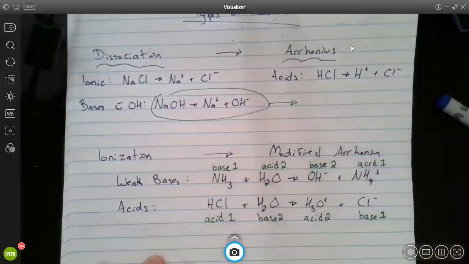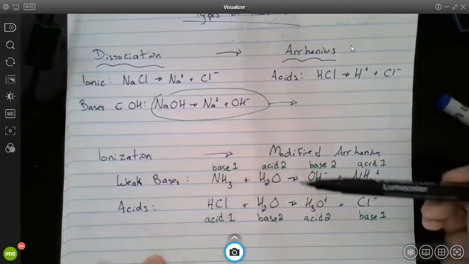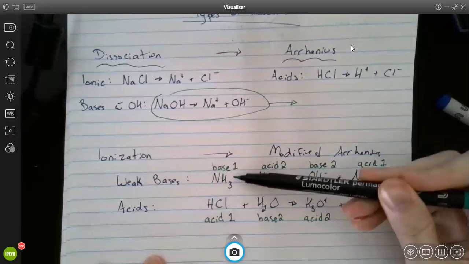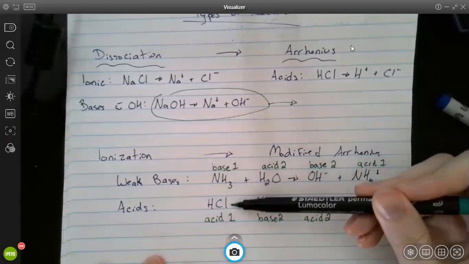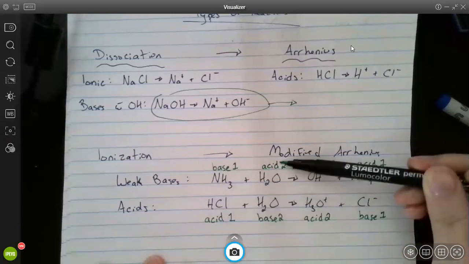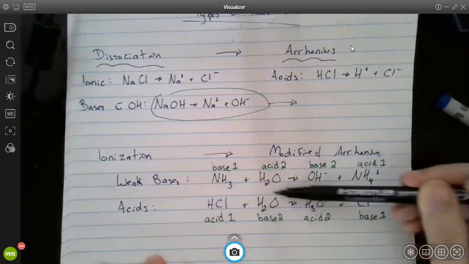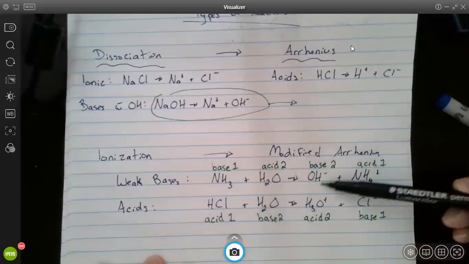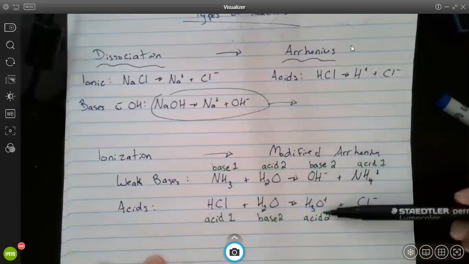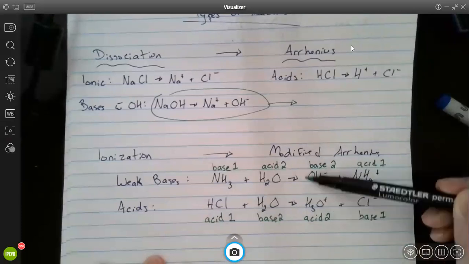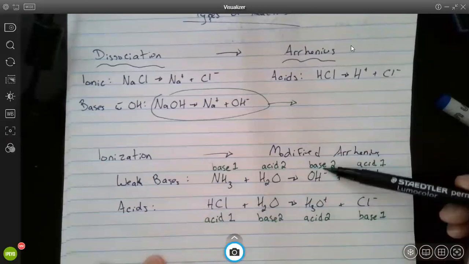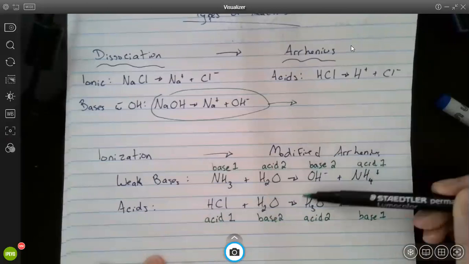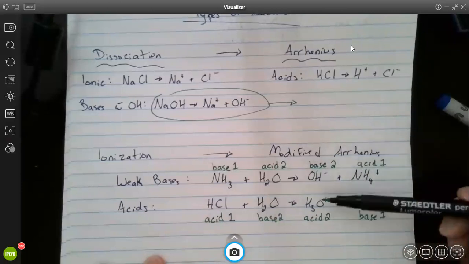You'll see that depending on whether we are ionizing a base or an acid, water can be either a conjugate acid or a conjugate base. It just depends on whether we're making a hydroxide or a hydronium ion. If we make a hydroxide ion, that is our base, water is its conjugate acid. If we make a hydronium ion, water is its conjugate base.